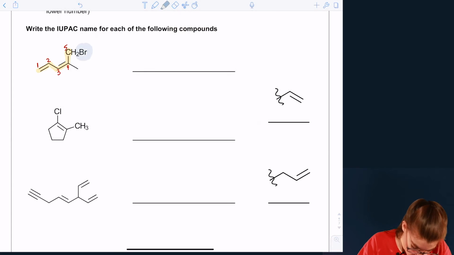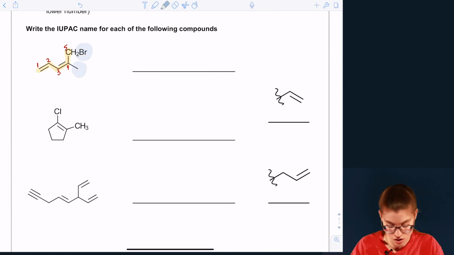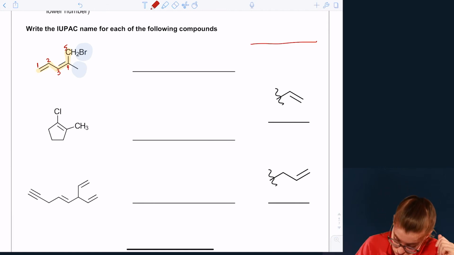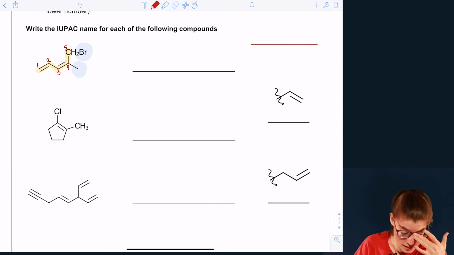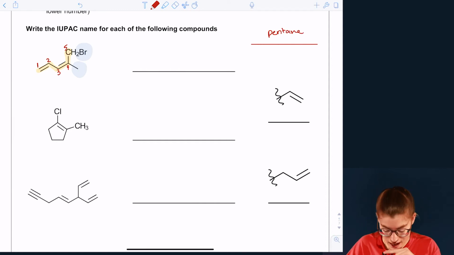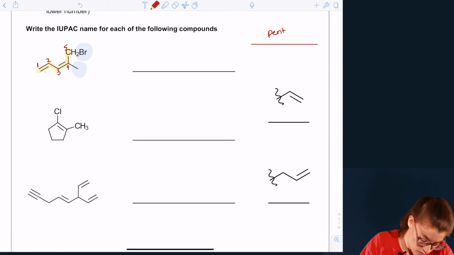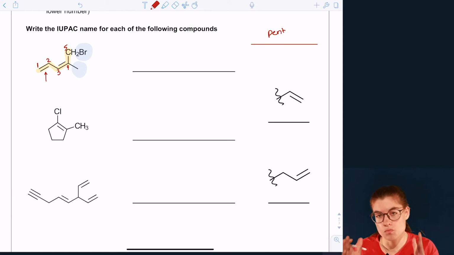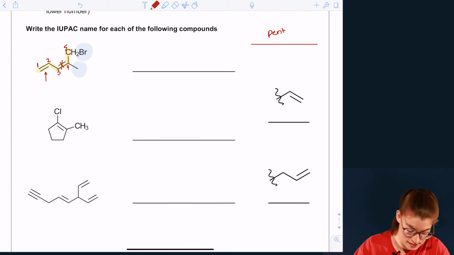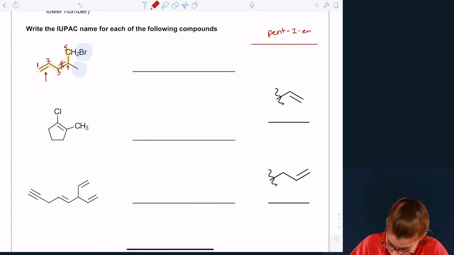And we've got a bromo and a methyl as the substituents. So let's say what our parent name is. Well, it would be pentane if this was all single bonds, but that's not what we've got. So we need to erase the suffix ane. Now here's the thing. If we just had one double bond, so pretend that this one isn't there, then it would be pent-1-ene, like that.